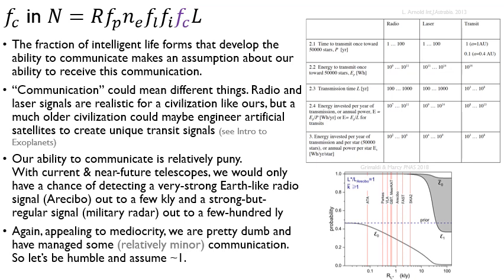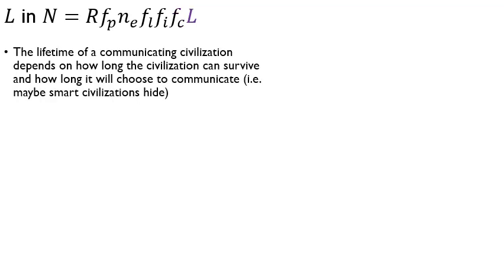So still, what's this fraction of intelligent life that creates communication? Let's just appeal to mediocrity again, and we can just assume 1. If you're intelligent, you're eventually going to develop the ability to communicate with extraterrestrial systems. So the last term here is L. This is the lifetime that your communicating civilization is actually communicating, right?